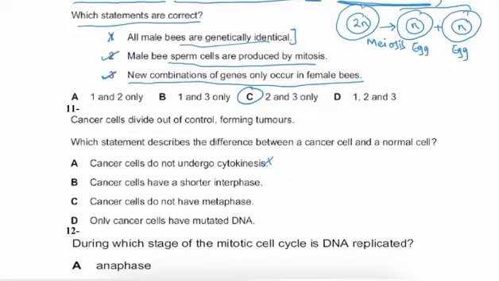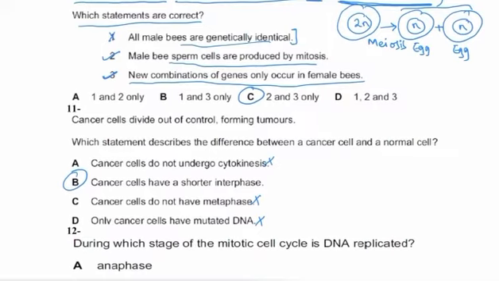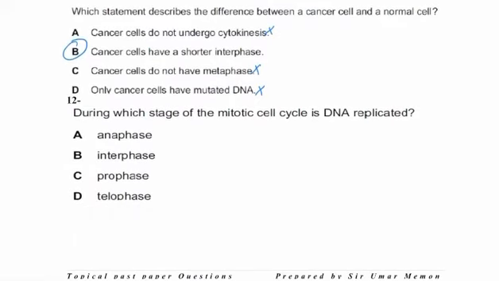Cancer cells have a shorter interphase. Yes, this is true. Normal cells have a longer interphase. Cancer cells have a shorter interphase. They do not grow properly and they just divide very rapidly. Cancer cells do not have a metaphase, they do have metaphase. And only cancer cells have mutated DNA, not necessary. There are normal cells as well with mutated DNA. For example, the sickle cells in sickle cell anemia.